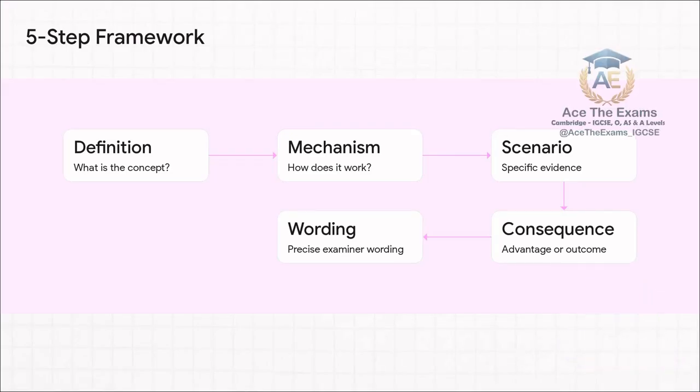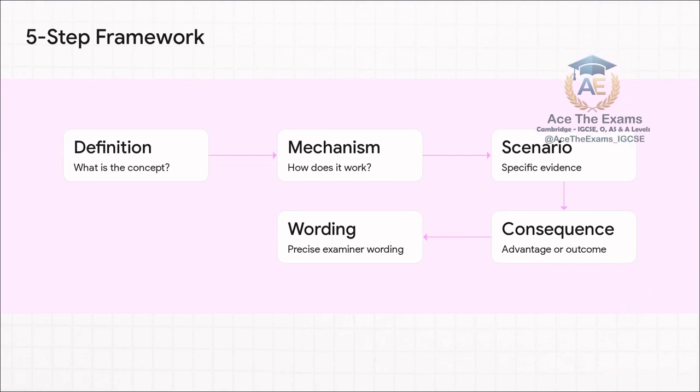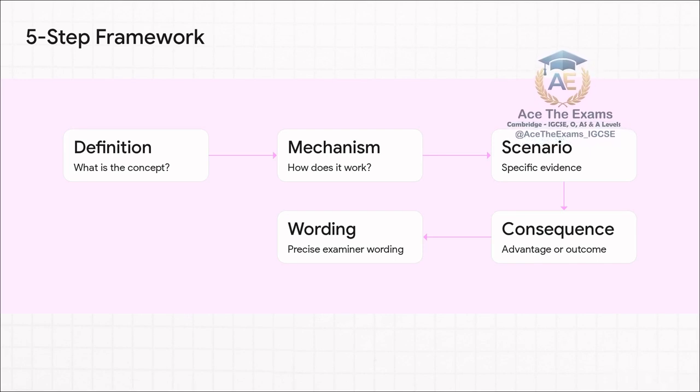Step 1, the definition. What is the core concept? Step 2, the mechanism. How does it technically work? Step 3, the scenario example. What is the specific evidence pulled directly from the prompt?